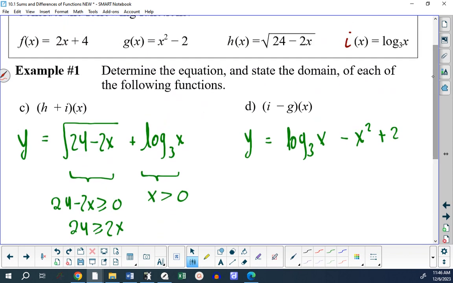What about this one? Well, the domain here is any real number. The domain here is x is greater than 0. So x is greater than 0 rules the roost, so to speak. It's going to be the one that determines any restrictions.